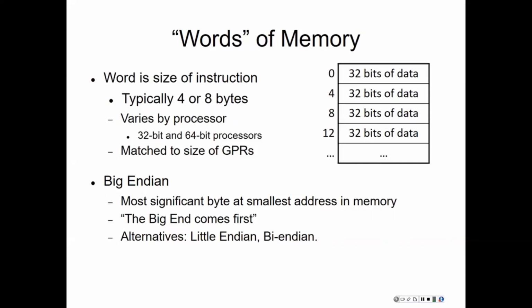Word alignment means that every memory address starts at a multiple of the word size. So in MIPS 32, every memory access has to start at a multiple of 4. Big endian means that when you look at the order of the bytes in the word, the most significant byte starts at the smallest address in memory. The most significant byte being the bits that contribute to the larger portion of the value of the word. Alternatives to big endian include little endian and bi-endian.